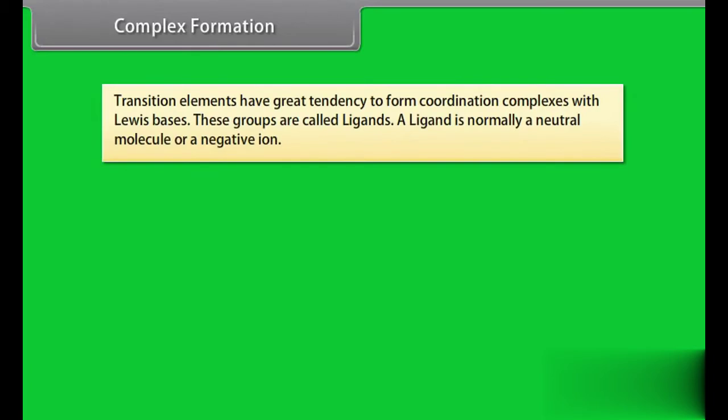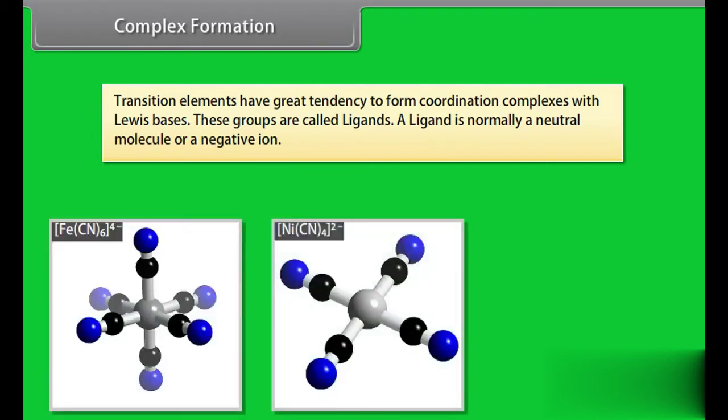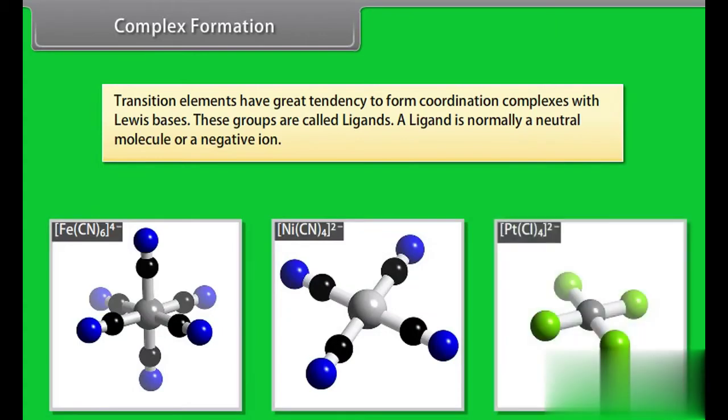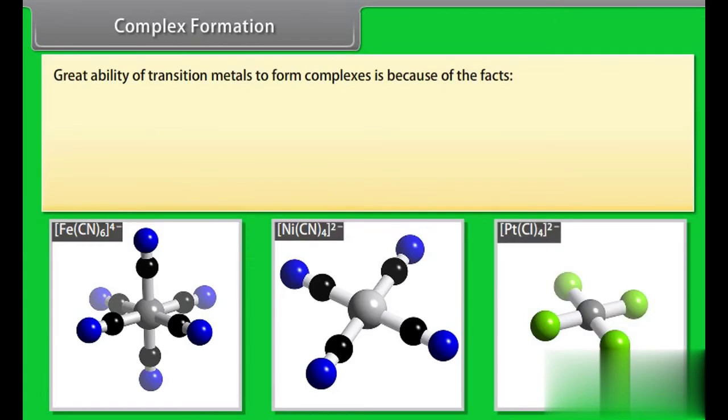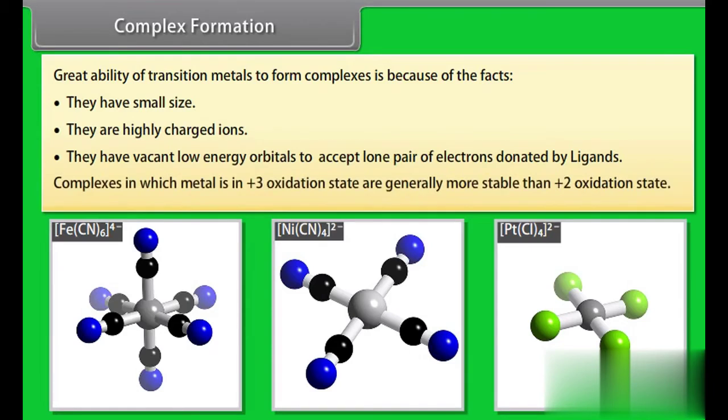Complex formation. Transition elements have great tendency to form coordination complexes with Lewis bases. These groups are called ligands. A ligand is normally a neutral molecule or a negative ion. For example, Fe(CN)6 negative, Ni(CN)4 negative, and PtCl4 negative. The great ability of transition metals to form complexes is because they have small size, they are highly charged ions, and they have vacant low energy orbitals to accept lone pairs of electrons donated by ligands. Complexes in which the metal is in +3 oxidation state are generally more stable than +2 oxidation state.